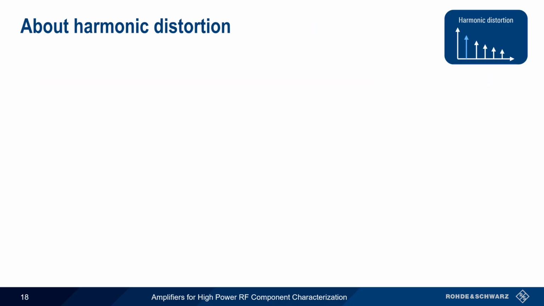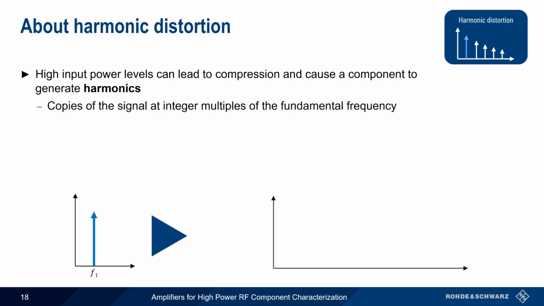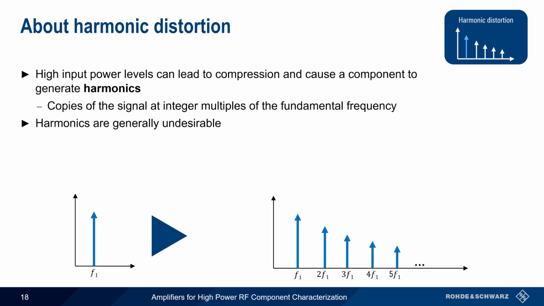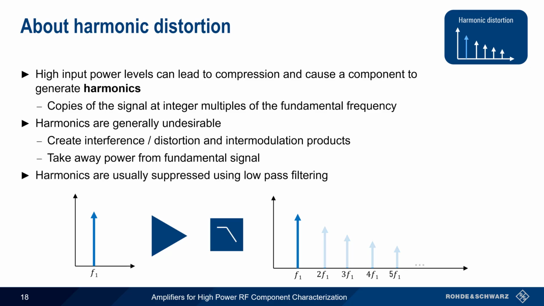We'll start with harmonics. High input power levels can drive an active component into compression and cause it to generate harmonics, which are copies of a signal that appear at integer multiples of the fundamental frequency. Although they can be useful in some cases, harmonics are generally undesirable because they create interference, distort signals, and can contribute to the creation of so-called intermodulation products, something we'll discuss in detail shortly. In addition, the power in these harmonics is power that's taken away from the fundamental output signal. The most common way of suppressing harmonics is by means of low-pass filtering.